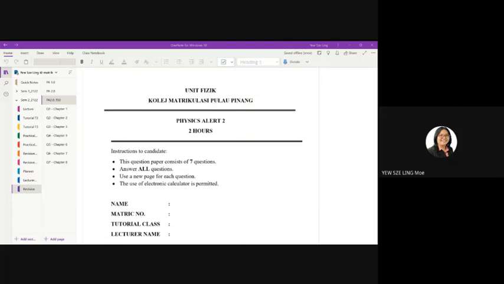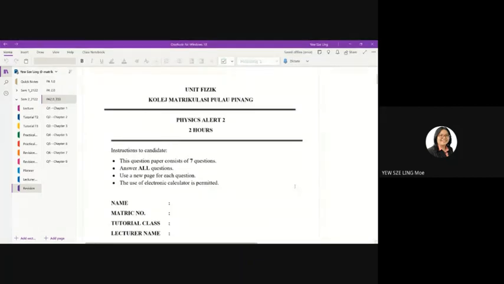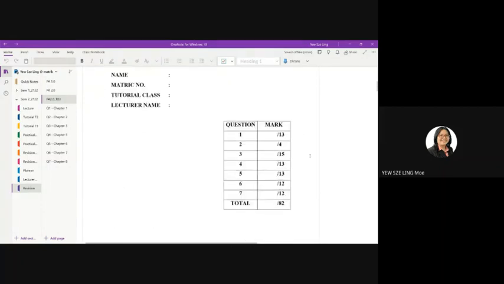Okay, so today we're going to discuss the quiz questions that we did last week. We have 7 questions all together, and this is the marks allocated for each question.